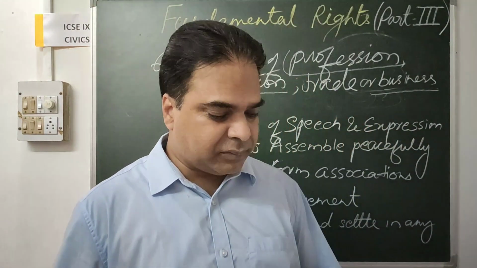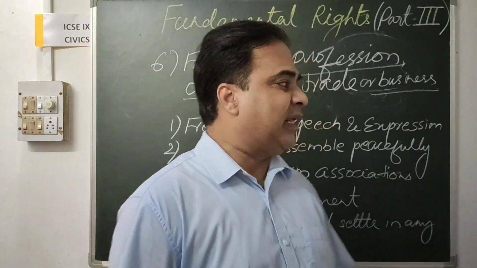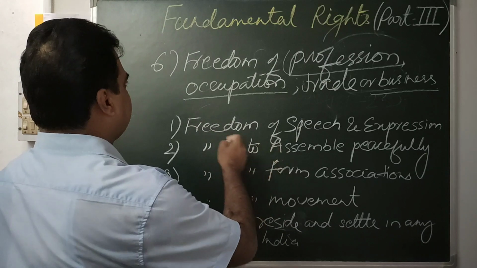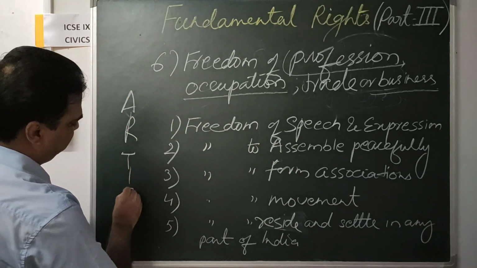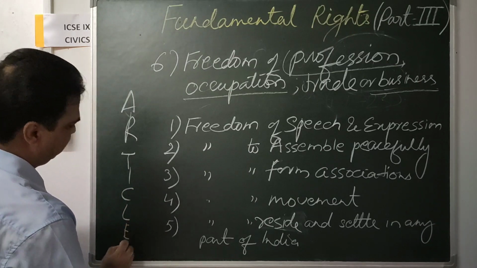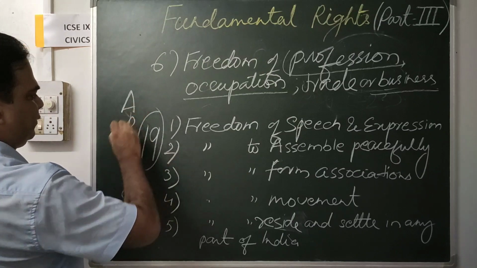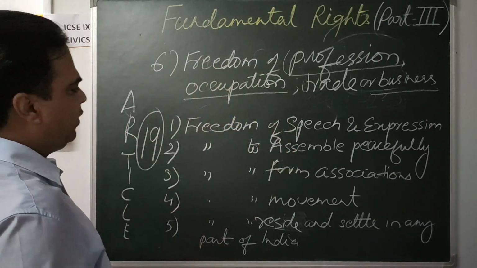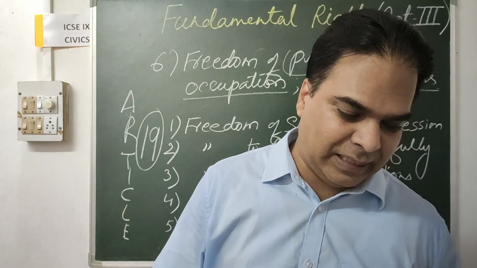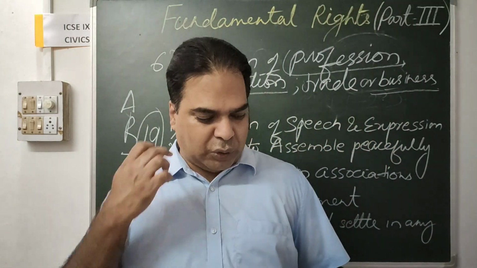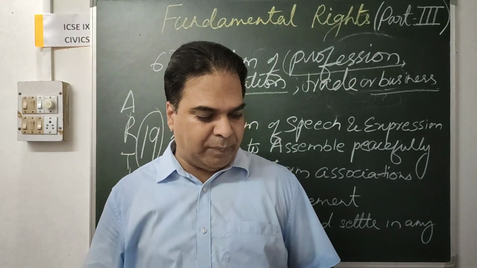Okay, children? So this is all about right to freedom, which is mentioned down in article number 19. So all this whichever we discuss is mentioned down in article number 19. Do you understand? So let us keep it up to here.